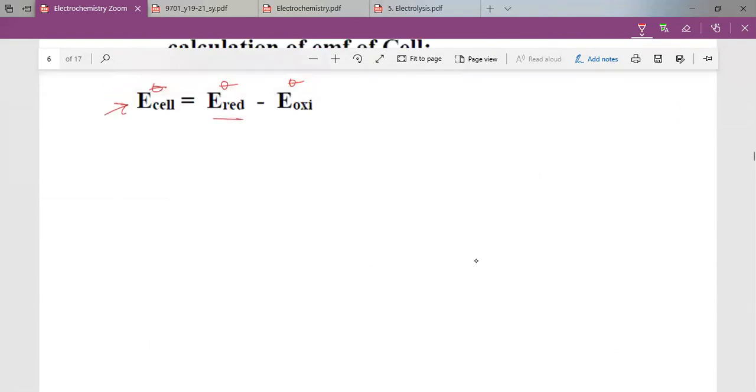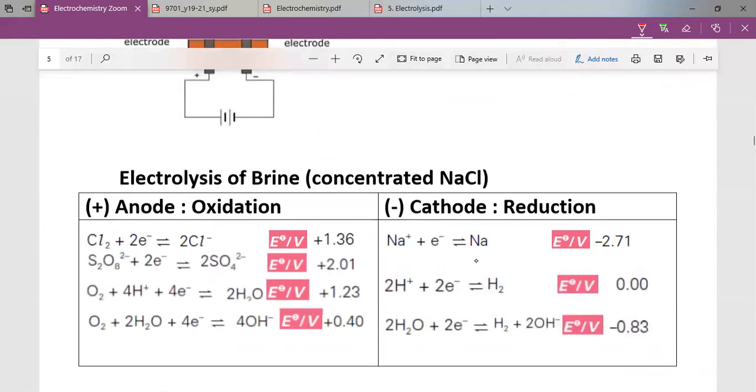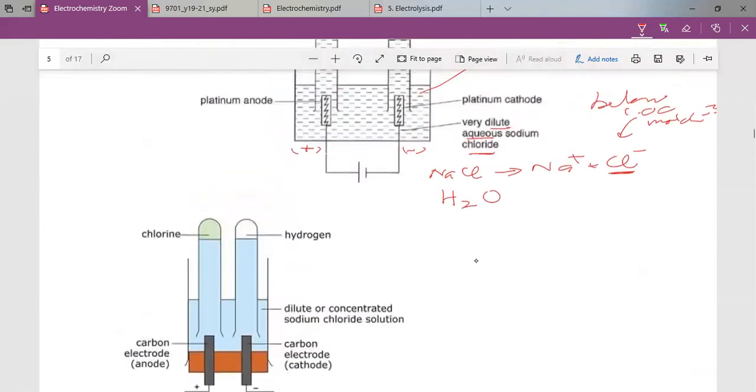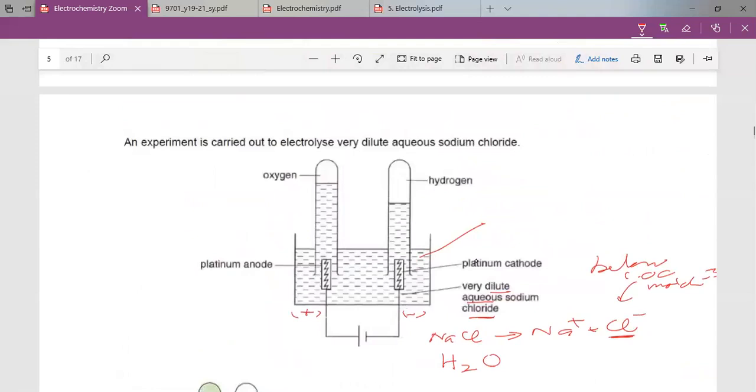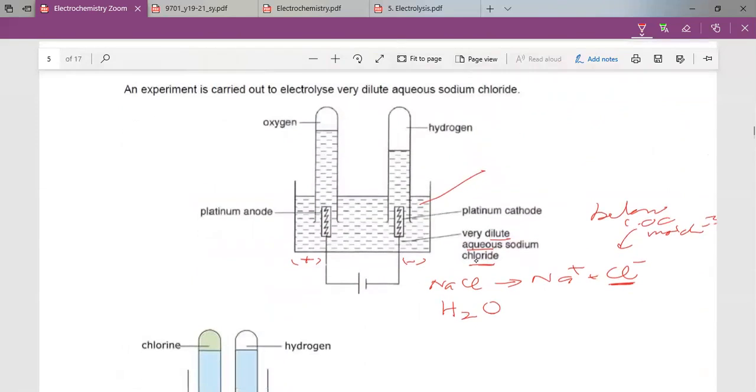So you can see here, I'm trying to finish off on time, so I'm going a bit fast. If you cannot follow this fast, you repeat the video. So here it is water. But of course in Form 5, you say it is H+ and OH- now.